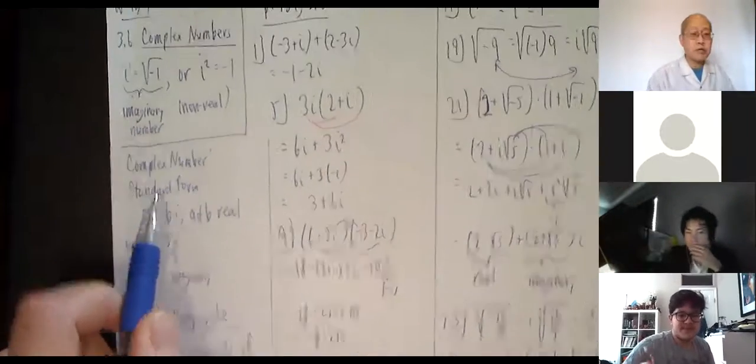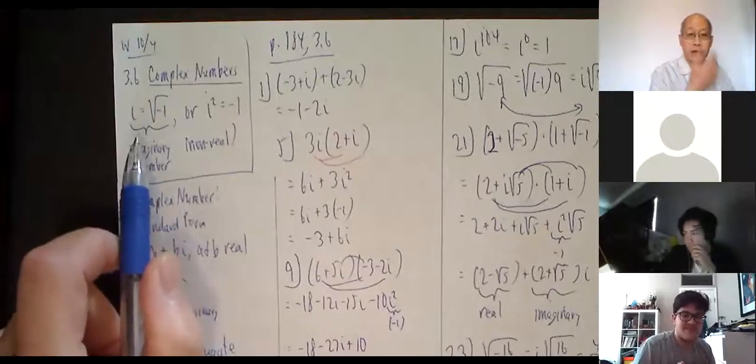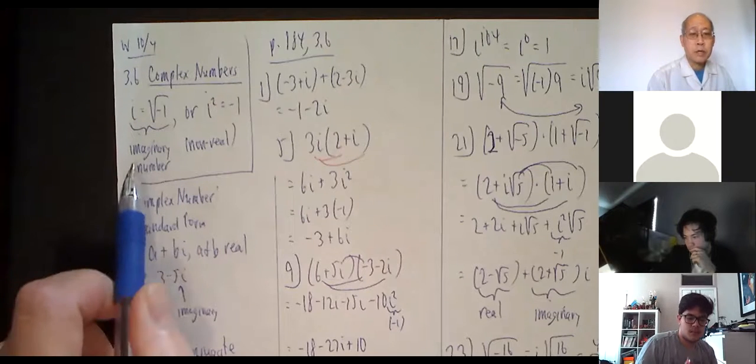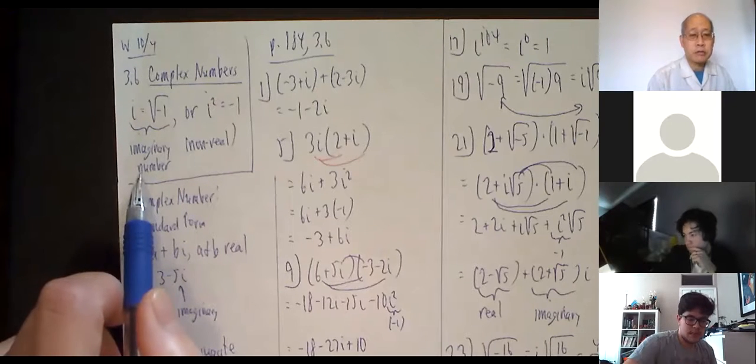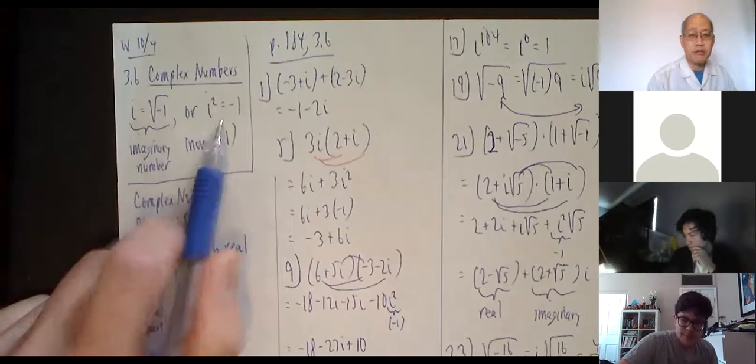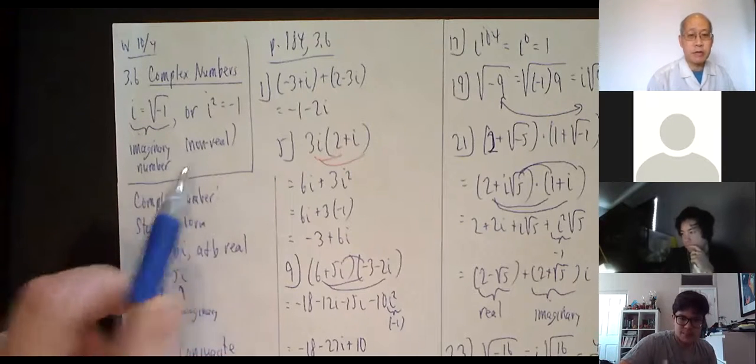Okay, so complex numbers. Again, i is defined to be the square root of -1. We call it an imaginary number. It has the property that i squared equals -1. Again, it's not a real number.